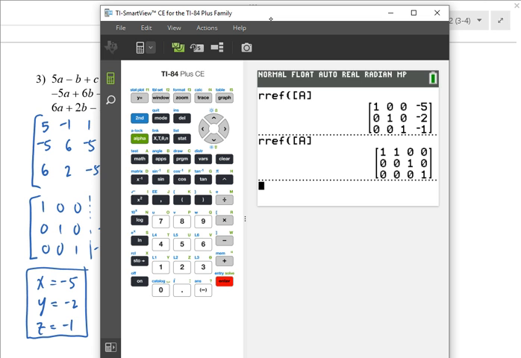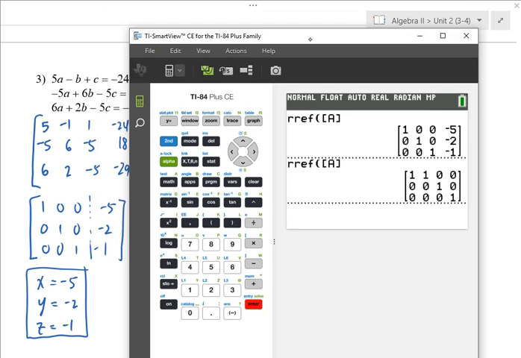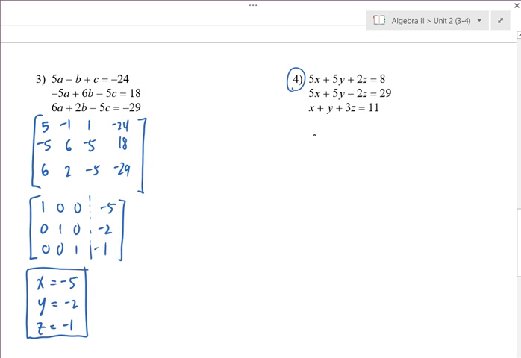Okay? Look at the bottom row. 0x plus 0y plus 0z equals 1. So that means 0 equals 1. When is that true? Never. 0 is never equal to 1. So that means this system has no solution. These three lines do not intersect. Okay, so there is no solution. If it puts it in reduced row echelon form, then we have a solution. Okay, so that completes the notes for today.